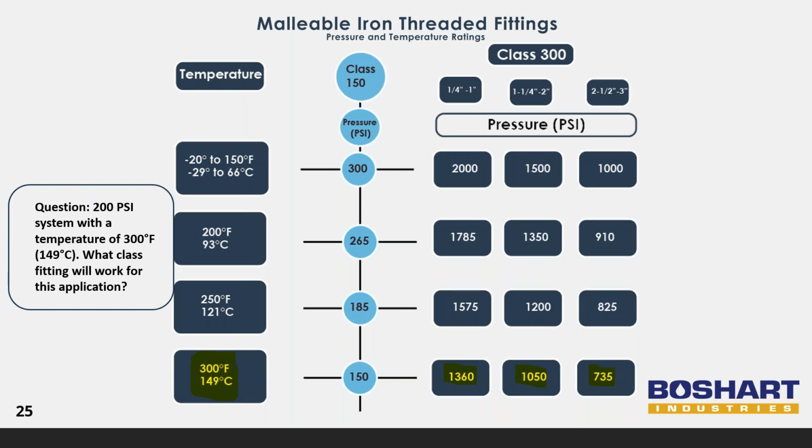First, let's figure out what class fitting the system requires. Based on the 300 degrees Fahrenheit operating temperature, you are required to use a class 300 fitting, as the class 150 fitting at 300 degrees Fahrenheit is limited to 150 psi, where this system requires 200 psi.